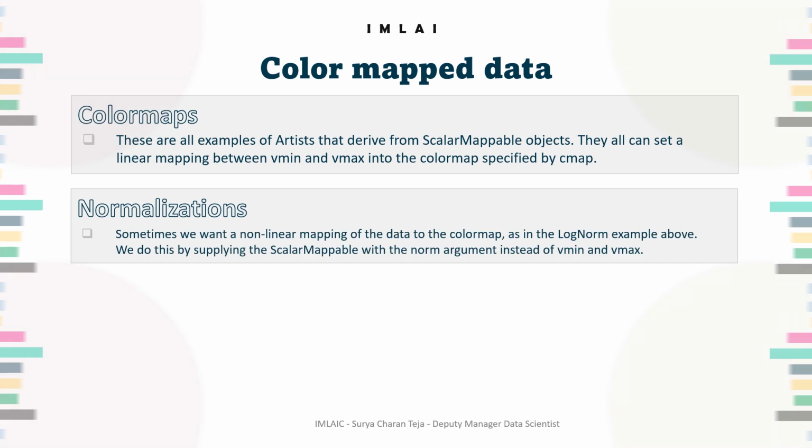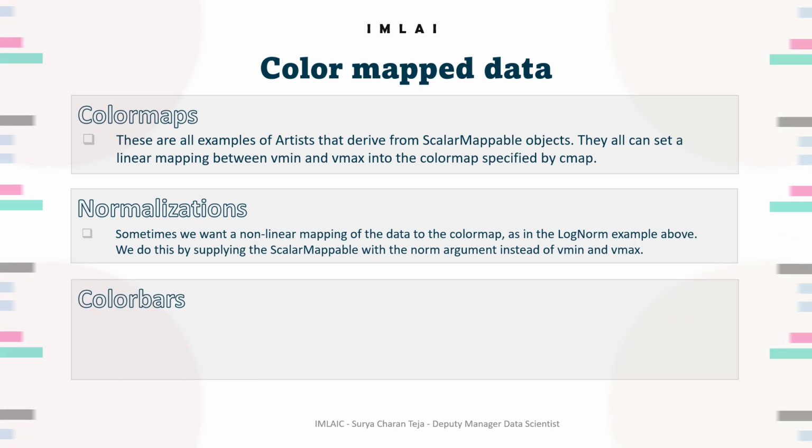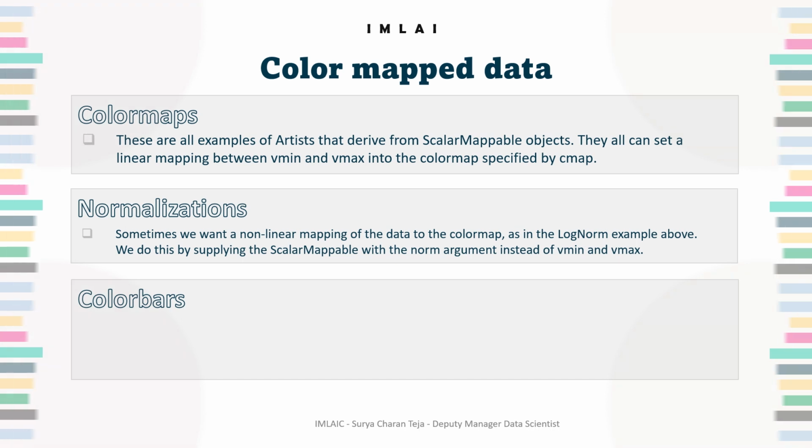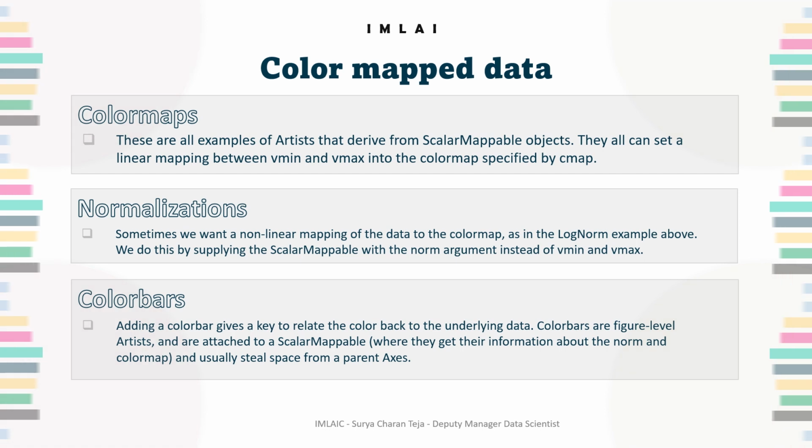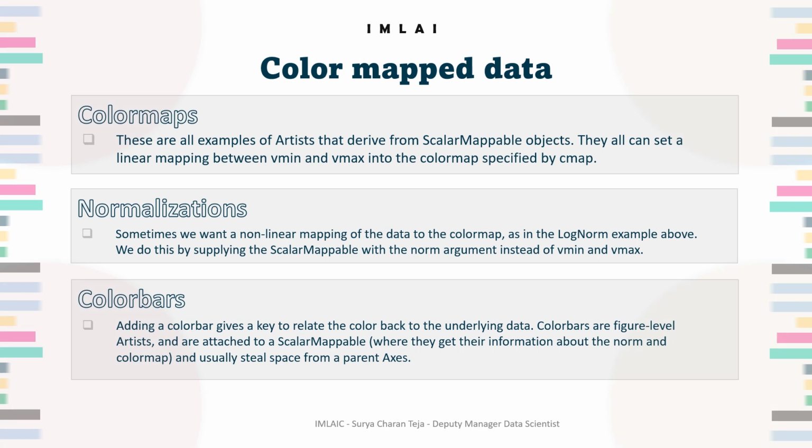Then finally, one more parameter we'll be looking into is color bars. Adding a color bar gives a key to relate the color back to the underlying data. Color bars are figure level artists and are attached to a scalar mappable, where they get their information about the norm and color map. Usually they steal space from a parent axis, so placement of color bars can be complex.